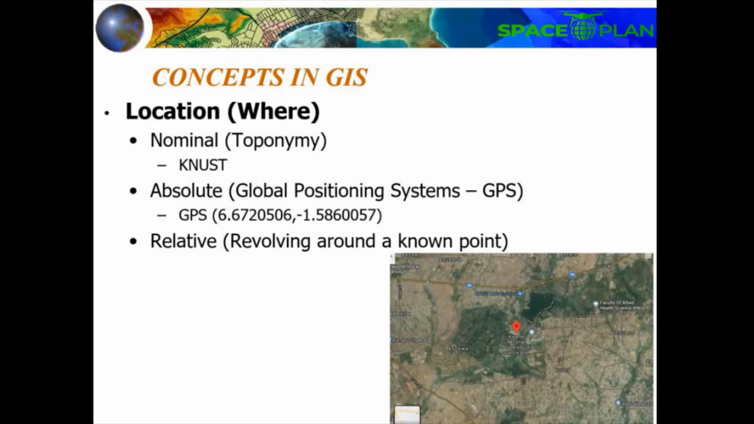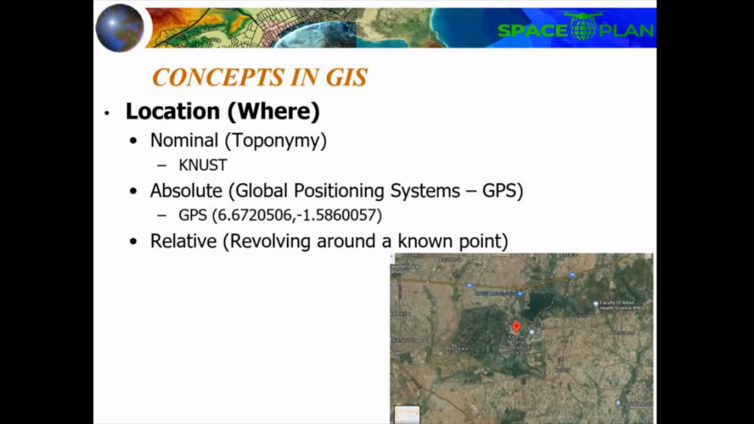But for a more accurate location, there should be an absolute location, which is calculated based on the Global Positioning System, GPS. So the same KNUST given as a nominal location, the toponymy, can still be attained by putting in the latitude and longitude GPS location of KNUST: 6.672 latitude, negative 1.586 longitude. These are the coordinates of KNUST, through which you can search for KNUST and find it.